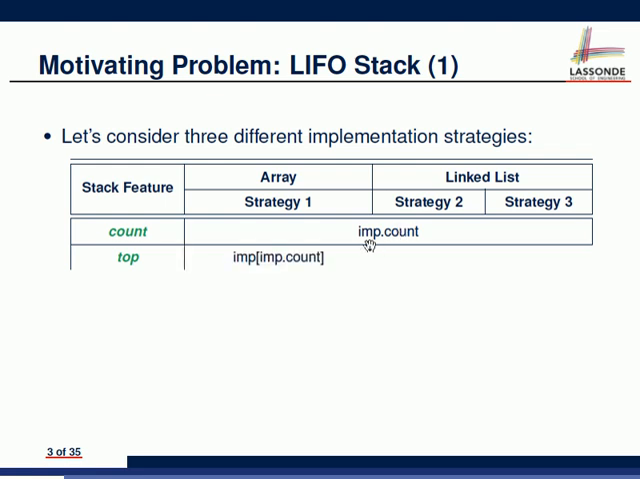For the case of the array, the last element in the array will be the top. Okay, imp at position imp.count. Also, for strategy number 2, we're going to treat the first element, the head of the list, to be the top. In that case, we'll say imp.first. So these are all the features from the relevant classes. And number 3, we've got imp.last, which means in this case, we are treating the last element in the list to be the top.